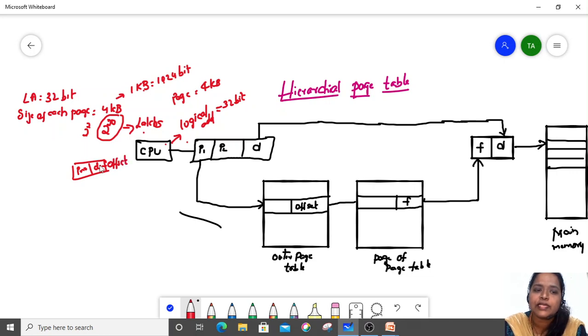The CPU is going to generate a logical address. That logical address is divided into two. The first part is the page number and the second part is the displacement. Displacement means where the actual page resides, that we call the displacement.